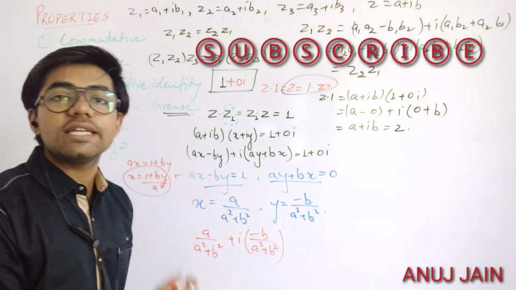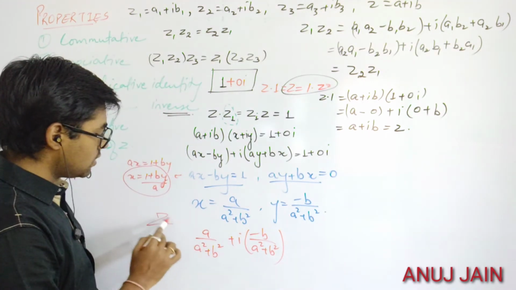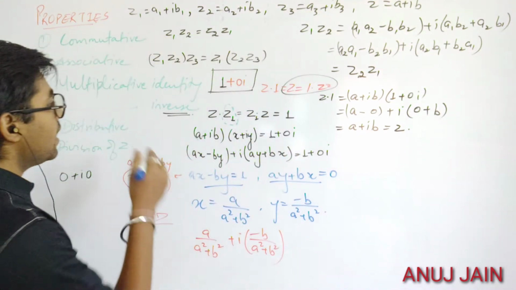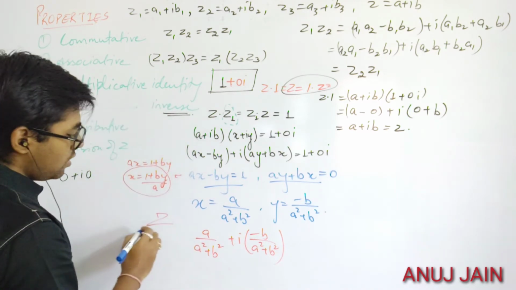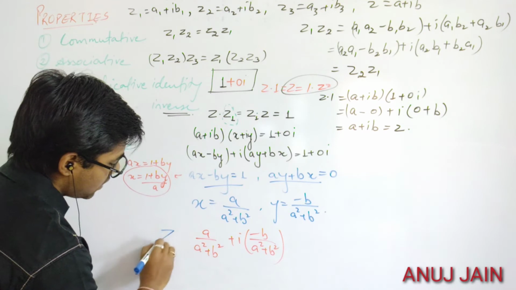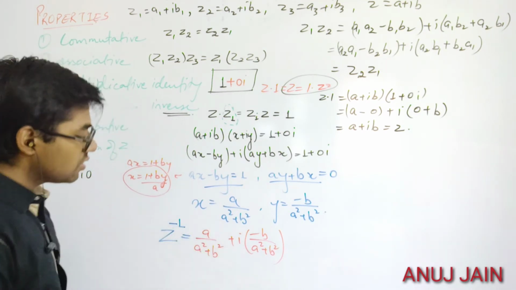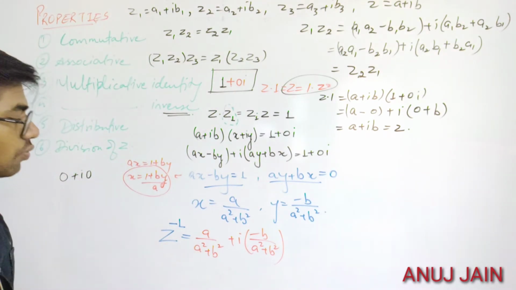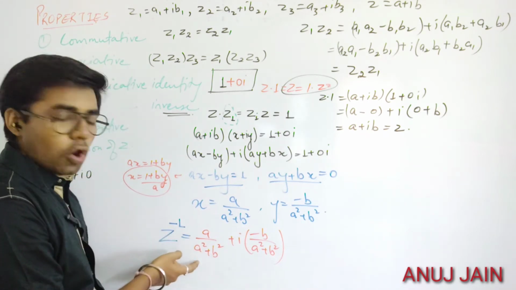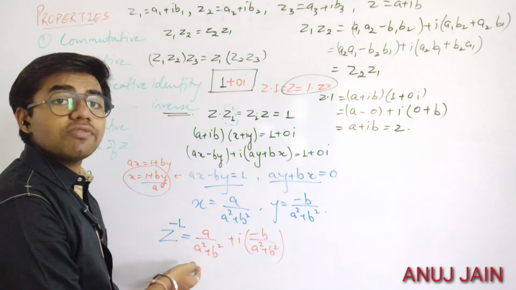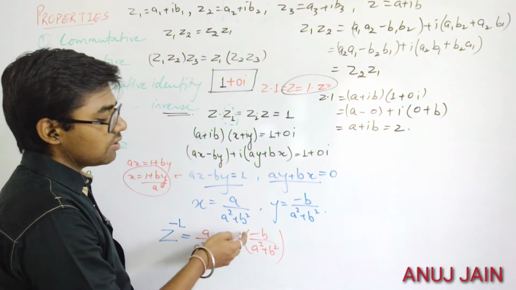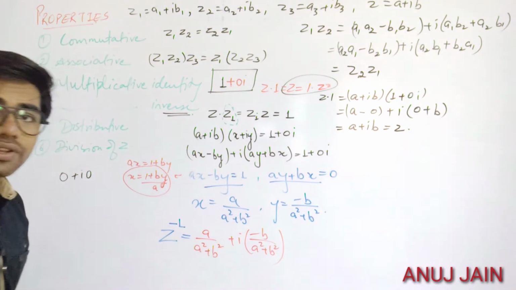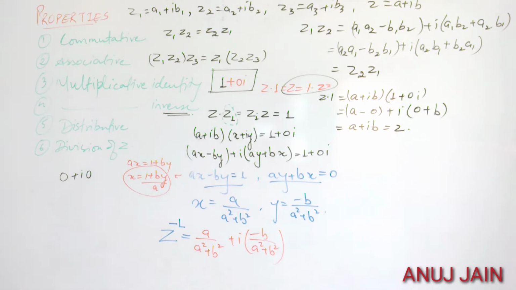This is the multiplicative inverse of the number z. And the multiplicative inverse is represented by z inverse. So z inverse is equal to this part. Okay, so what we have got is z inverse is equal to real part of z upon sum of squares of real and imaginary parts, plus iota times negative of imaginary part of z upon sum of square of real part and square of imaginary part.